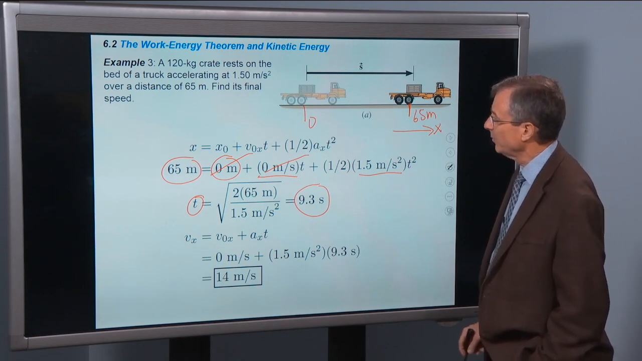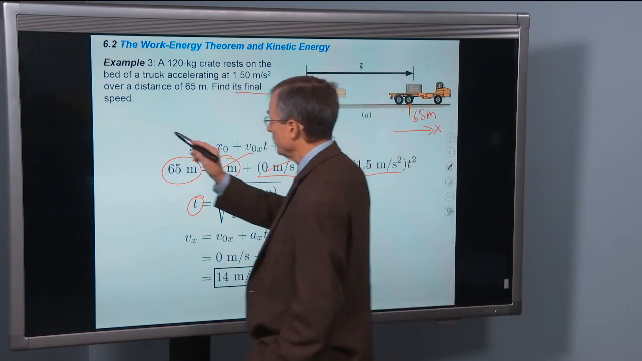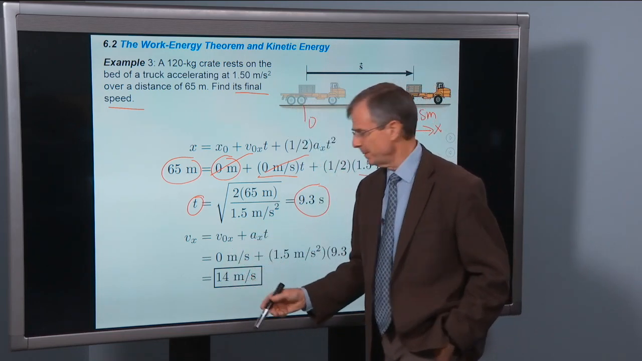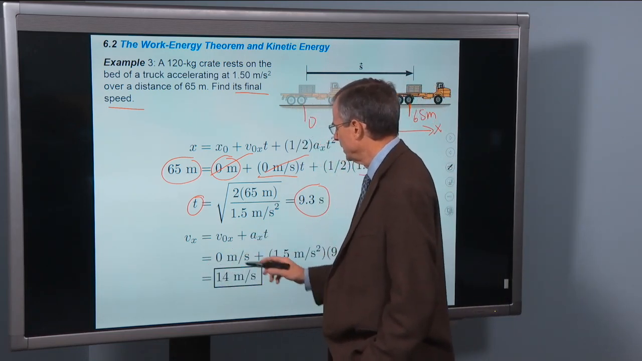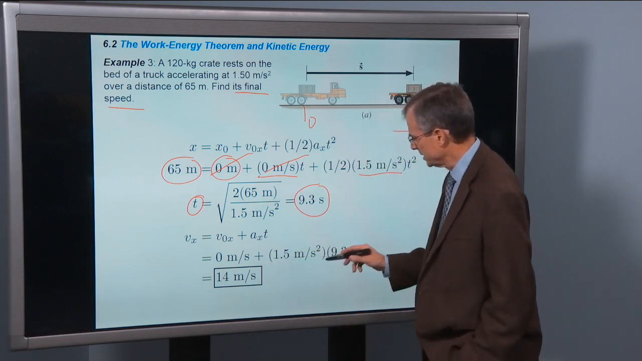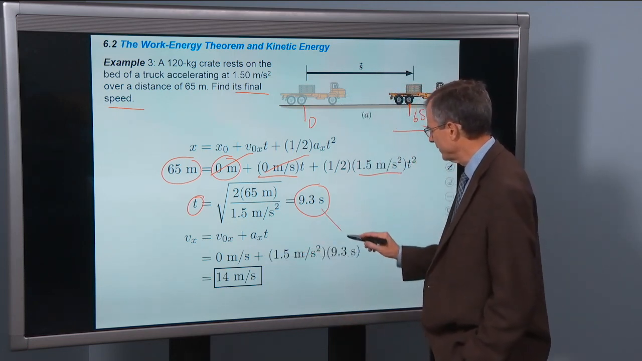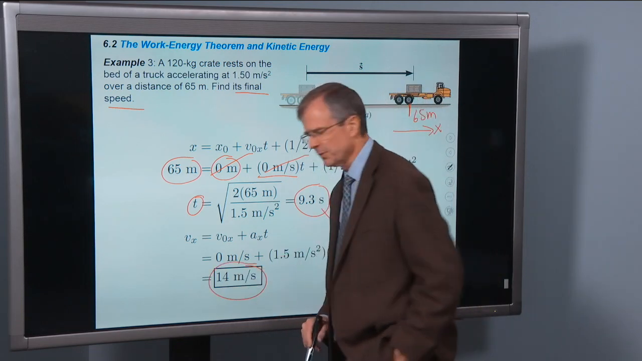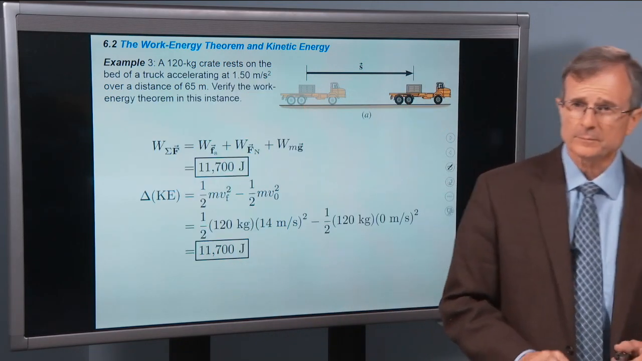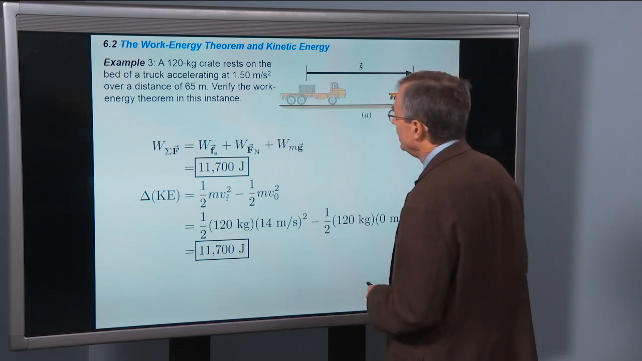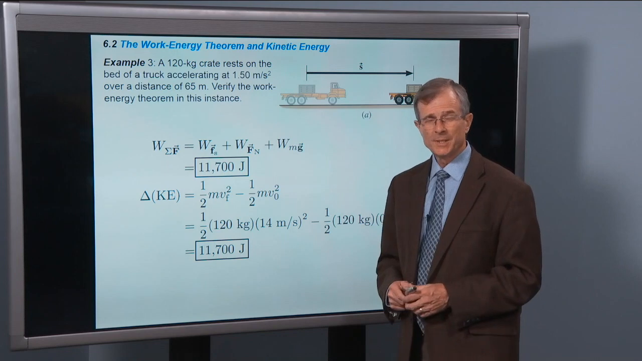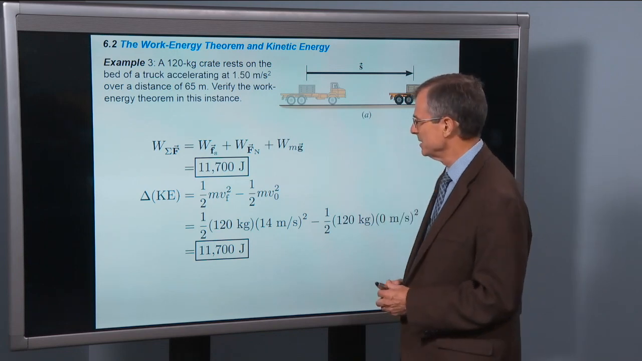What's its final velocity? We're asking for its final speed. Well, we can do that with the other equation of kinematics. The final speed is the initial speed plus the acceleration times the time. We now have the time. Plug those numbers in, and we get that the final speed is 14 meters per second. Well, let's verify the work-energy theorem in this particular instance.